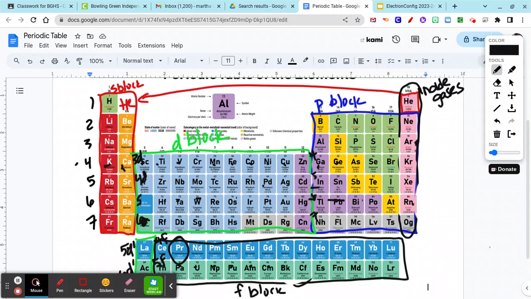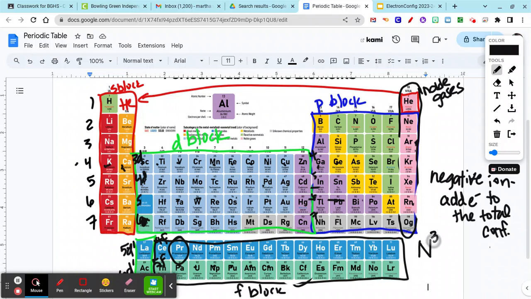Okay, so if you have a negative ion, that means you are going to add electrons to the total configuration. So what I would do is start with your normal electron configuration. So if we're going to do nitrogen, for example, let's do nitrogen 3 minus, that ion. So I'm going to start by doing the configuration for nitrogen. So I would say 1s2, 2s2, 2p3. Okay, so that's my configuration for nitrogen.